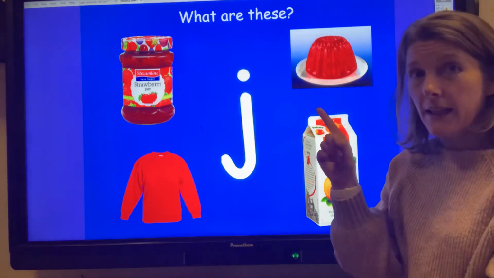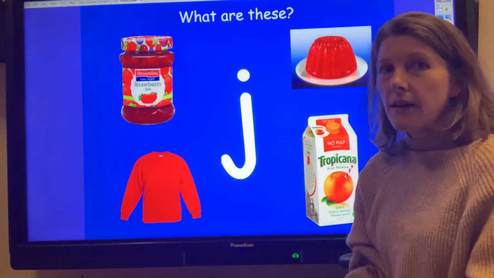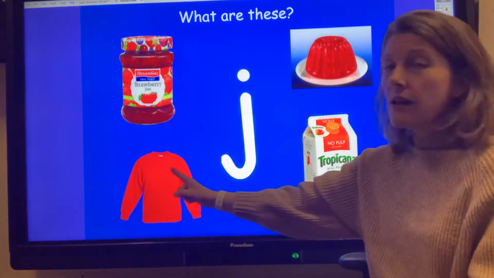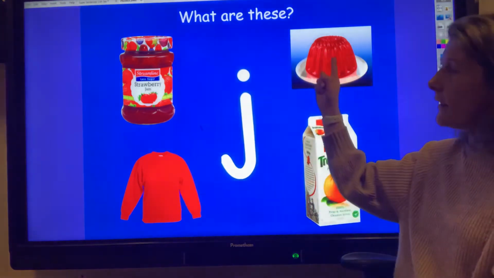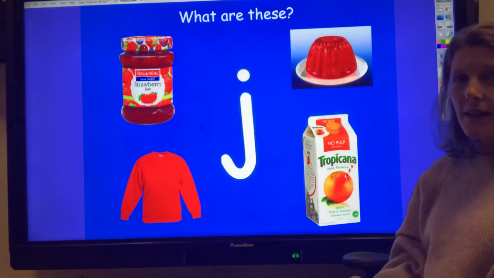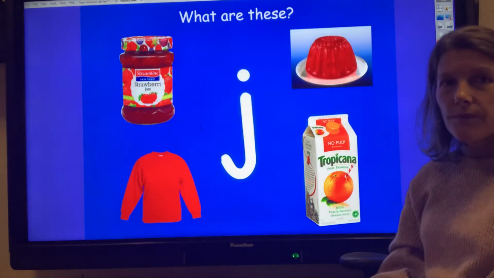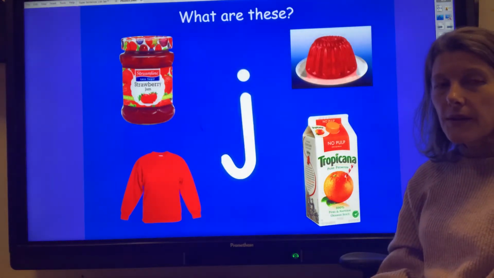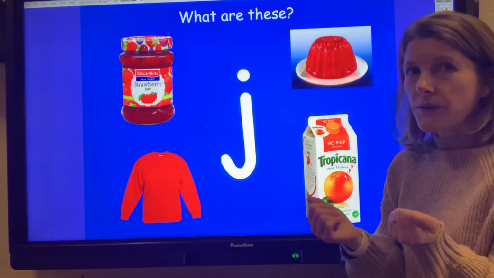I can see some jam. I can see a jumper. I can see a jelly. And I can see some juice. All of those things start with J, J, J.